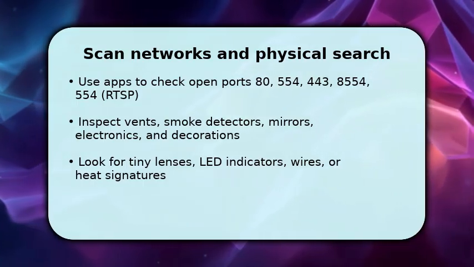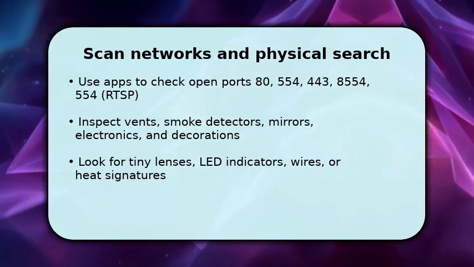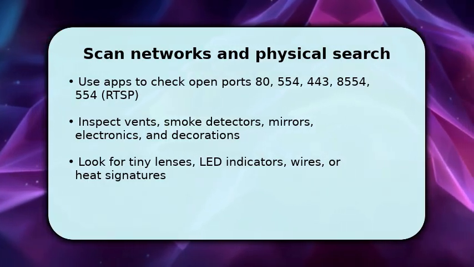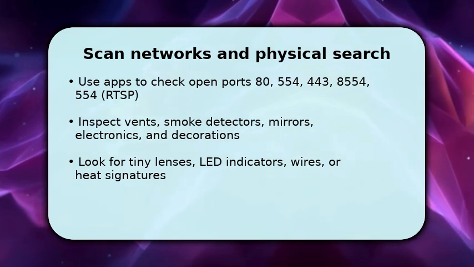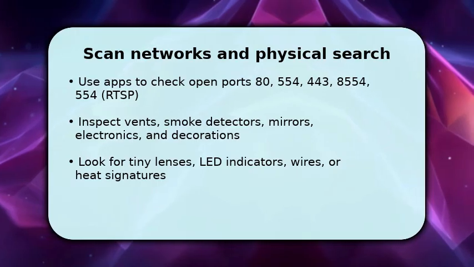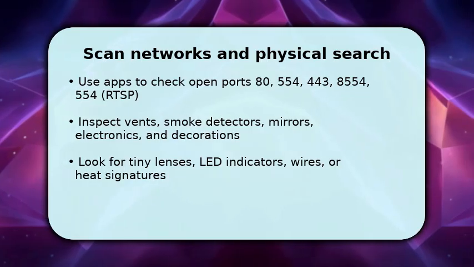Check high corners, vents, light fixtures, smoke alarms, clocks, and mirrors. Make sure to look for tiny glass lenses or LED glows. Use a flashlight at low angles to catch reflections. If available, use a thermal camera. You finish by verifying suspected devices and securing your space.